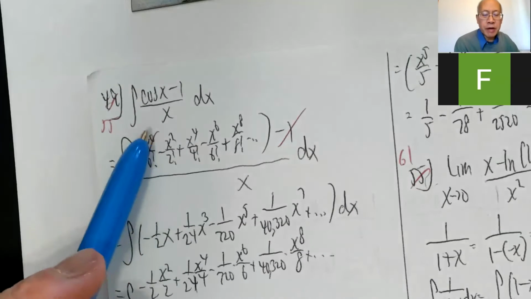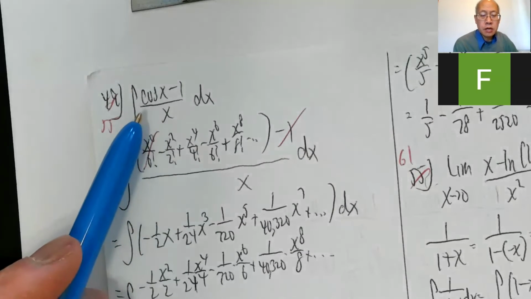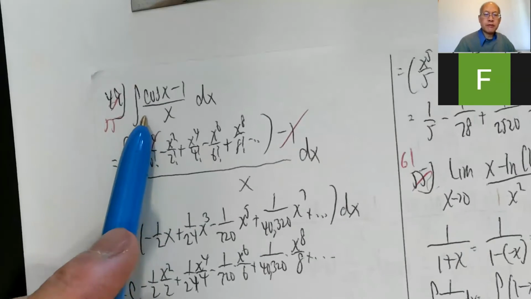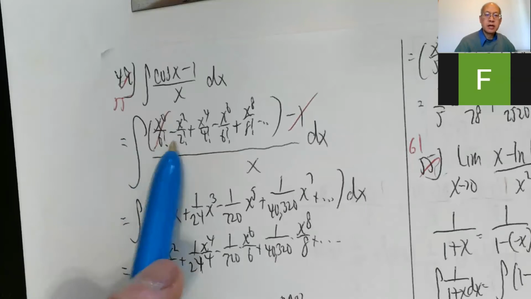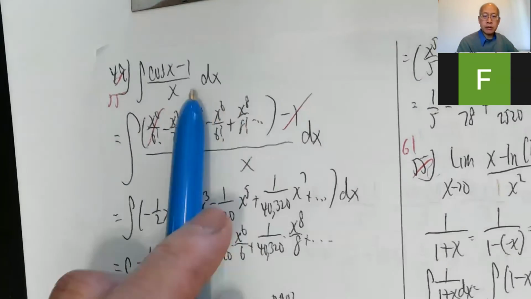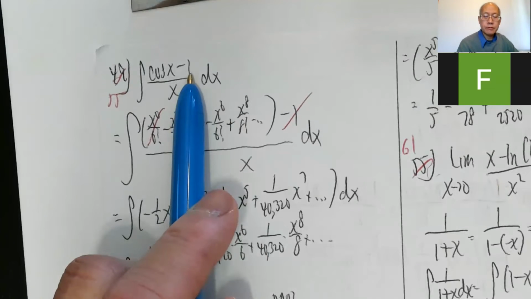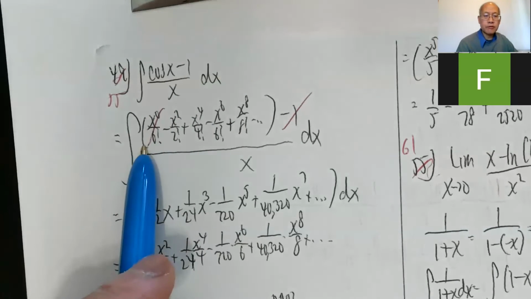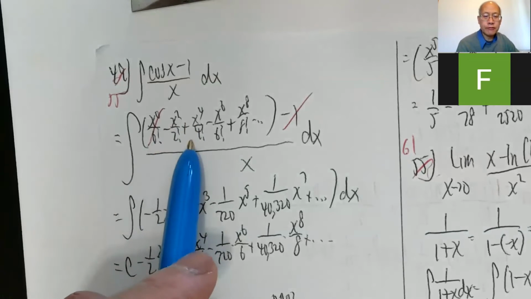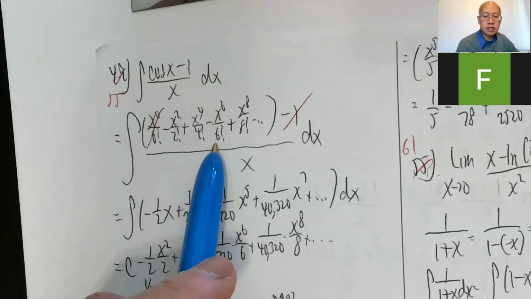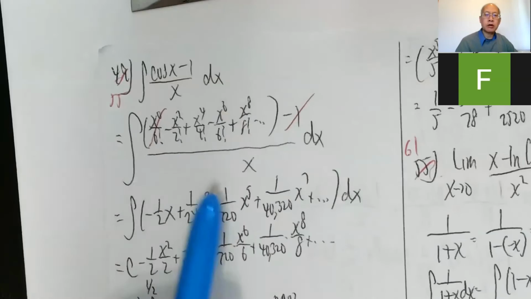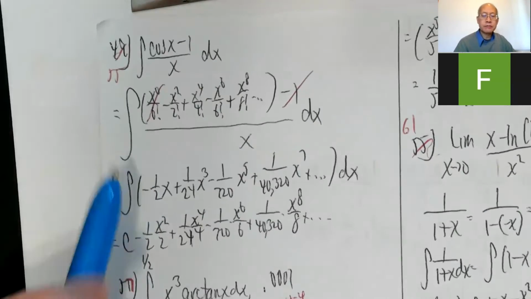By the way, this cannot be done by conventional means, but by power series, it's not too bad. So I write down the formula for cosine x again. And notice I put 5 terms down because I knew I was going to lose the 1. So x to the 0 over 0 factorial, that's 1, minus x squared over 2 factorial, plus x to the 4th over 4 factorial, minus x to the 6 over 6 factorial, plus x to the 8th over 8 factorial, dot, dot, dot, minus 1 all over x. That cancels out.